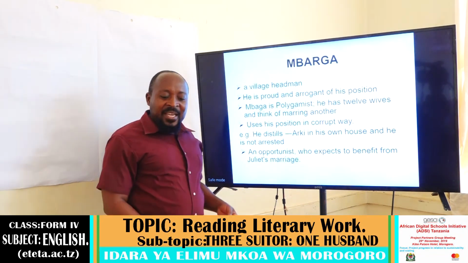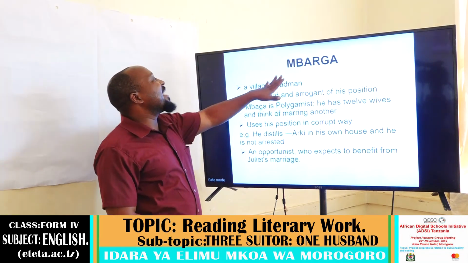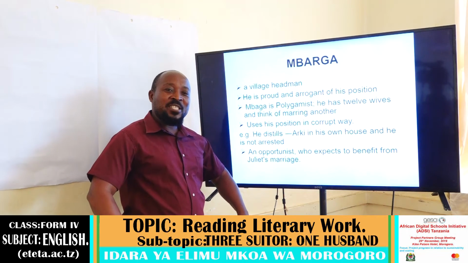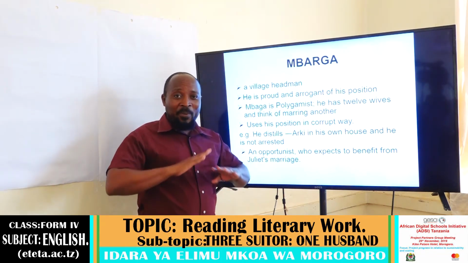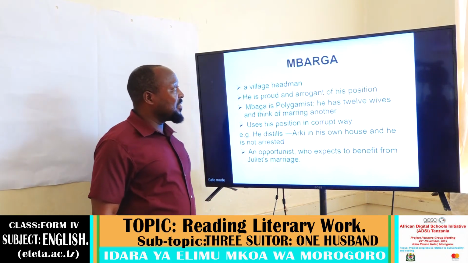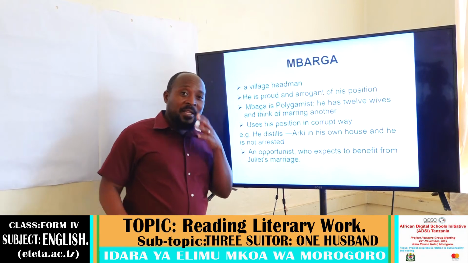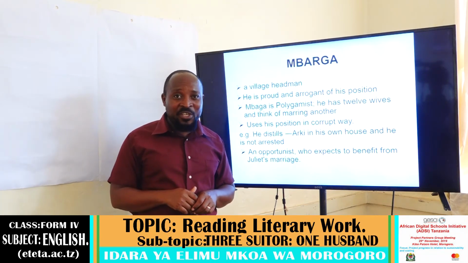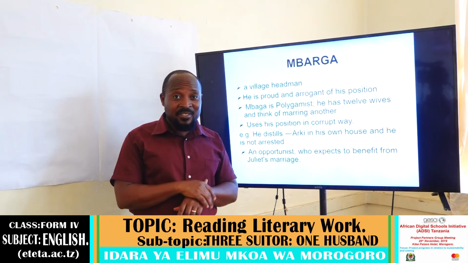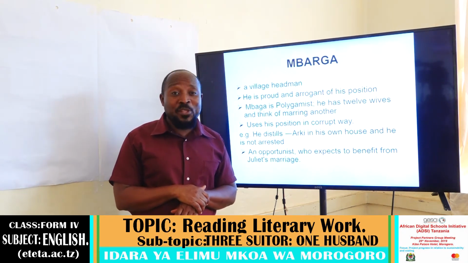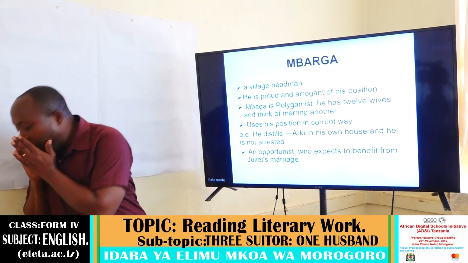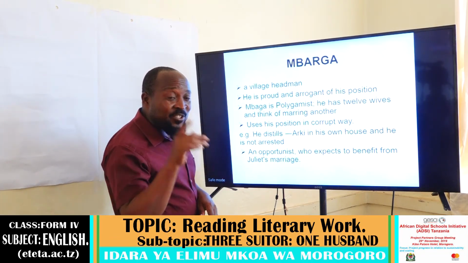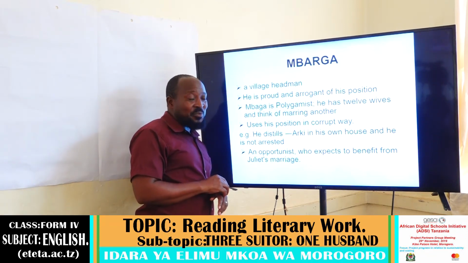Then the other person is Mbaga. Mbaga is the head man of the village. The head of the village. And he's very proud and arrogant. And when he speaks, the atmosphere must accept his presence. That's Mbaga, the head man of the village, having 12 wives. And of course, he has proposed he wants to add the 13th wife. You can imagine. 12 wives. He's very old, but 12 wives. And he's going to add another one, so that he's having 13 wives.